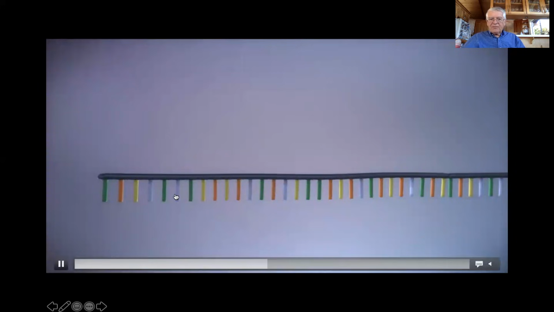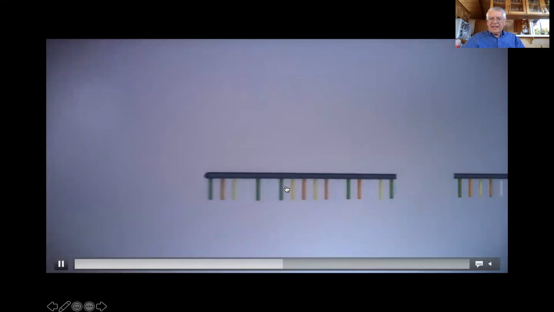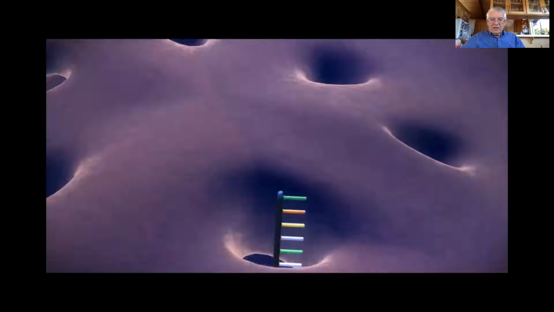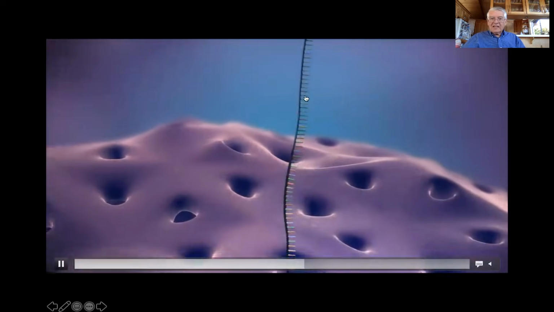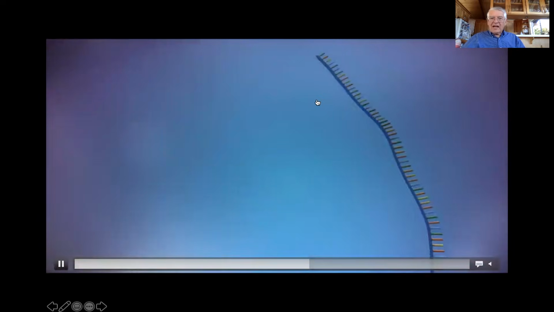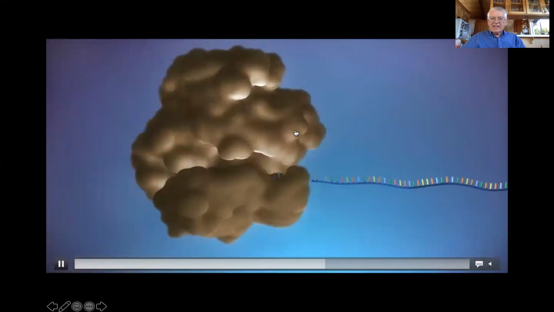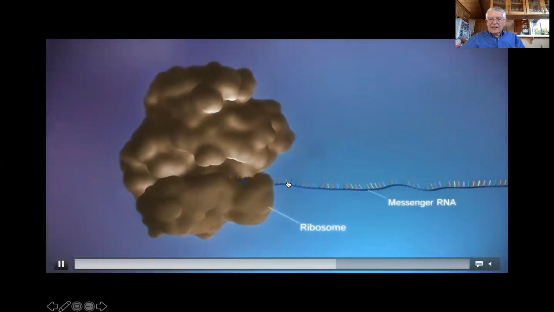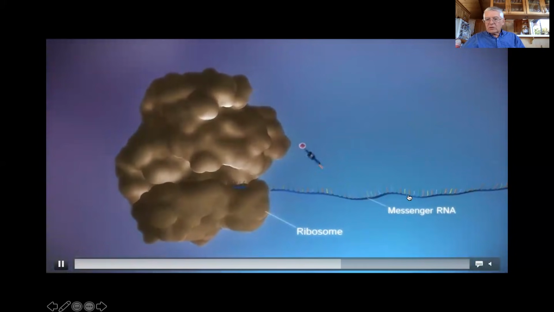But there are 4 different flavors of kind of rungs on this ladder, if you will, and that constitutes an alphabet, a code that gives instructions to make protein. So that RNA then, after it's synthesized, goes out of the nucleus, out into the soupy part in the cell, and a big machine made of protein binds to it and basically reads the code.